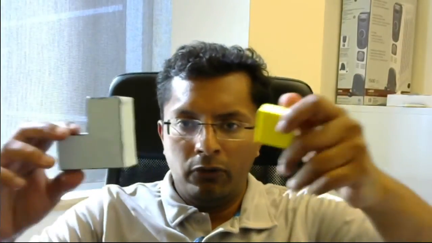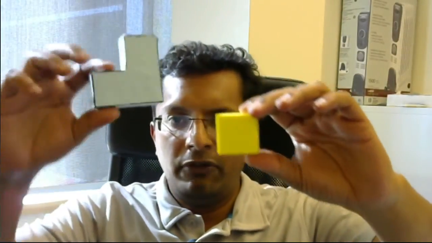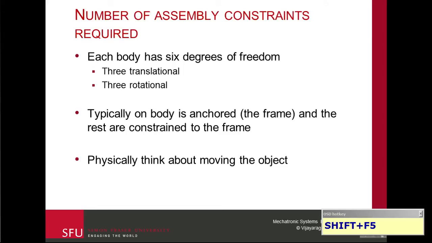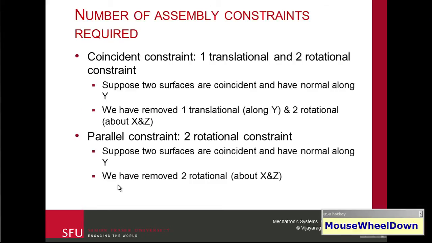If you wanted to fully constrain two objects, imagine my first object is fixed. I need to make sure that I get rid of all 6 degrees of freedom to make sure that the second object doesn't move. So what can you make? If you had a coincidental constraint, it removes 1 translational and 2 rotational degrees of freedom. What do I mean by that?